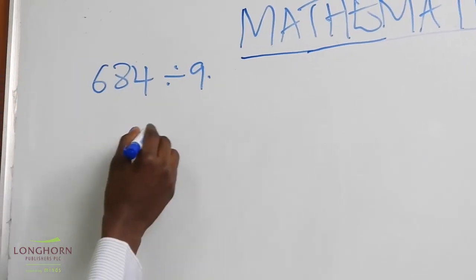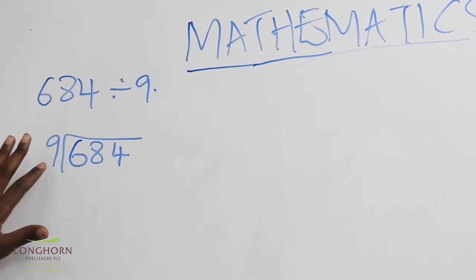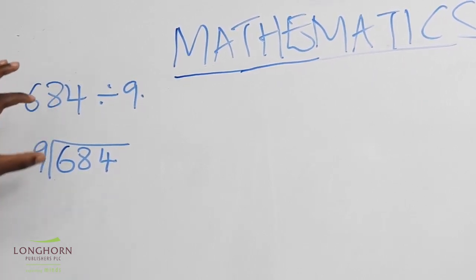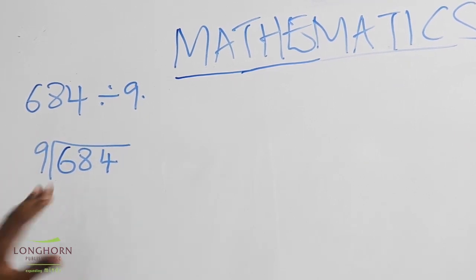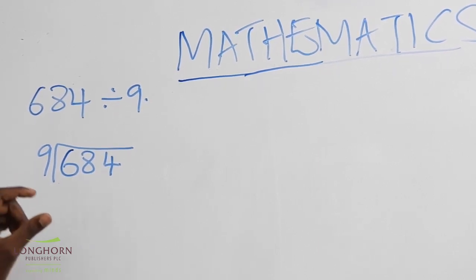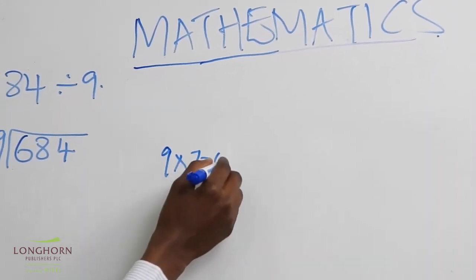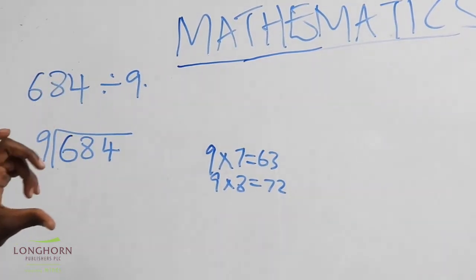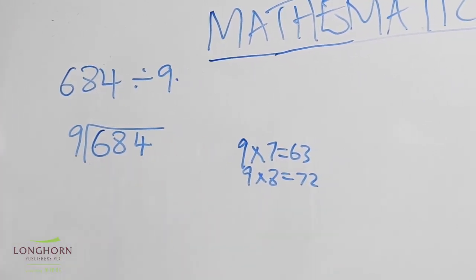We write it as 684 divided by 9. So we start. 9 divides into 6 0 times, but we don't write that 0. Instead, we combine 6 with the next digit, which is 8, to have 68. Now using the multiplication table for 9, how many times does 9 divide into 68? We know that 9 times 7 is equal to 63. 9 times 8 is equal to 72, using the multiplication table for 9.